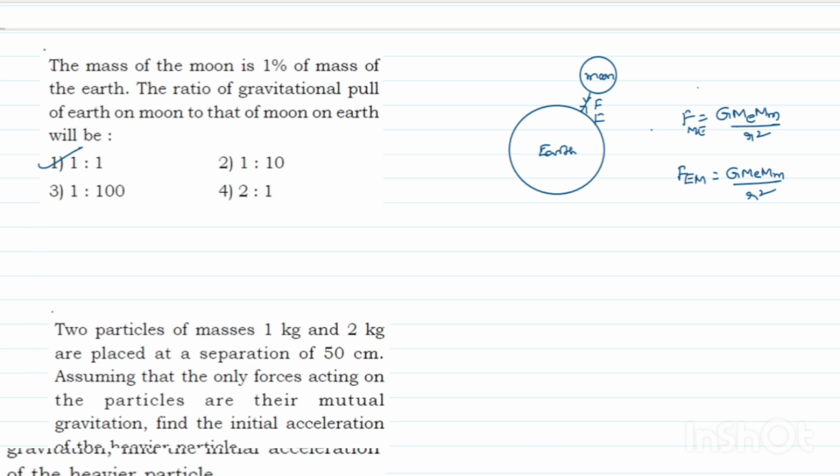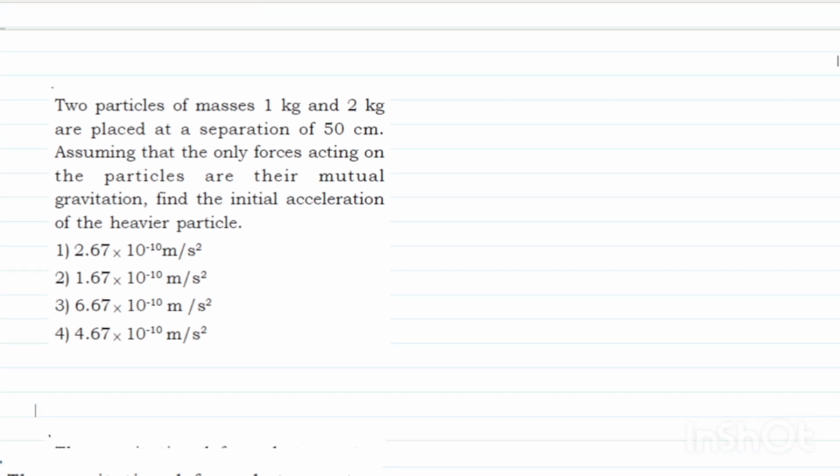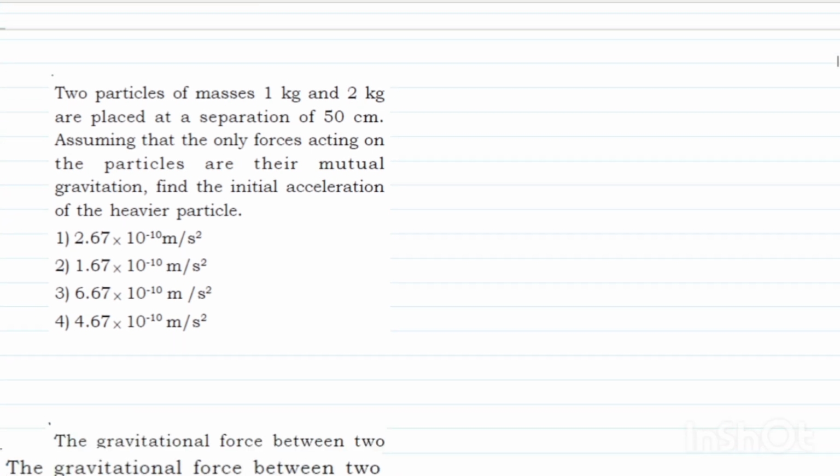Let us see the next question. Two particles of masses 1 kg and 2 kg are placed at a separation of 50 centimeter. Assuming that the only forces acting on the particles are their mutual gravitation, find the initial acceleration of the heavier particle. Here two masses are given, 1 kg and 2 kg, and these two are separated by a distance of 50 centimeter.